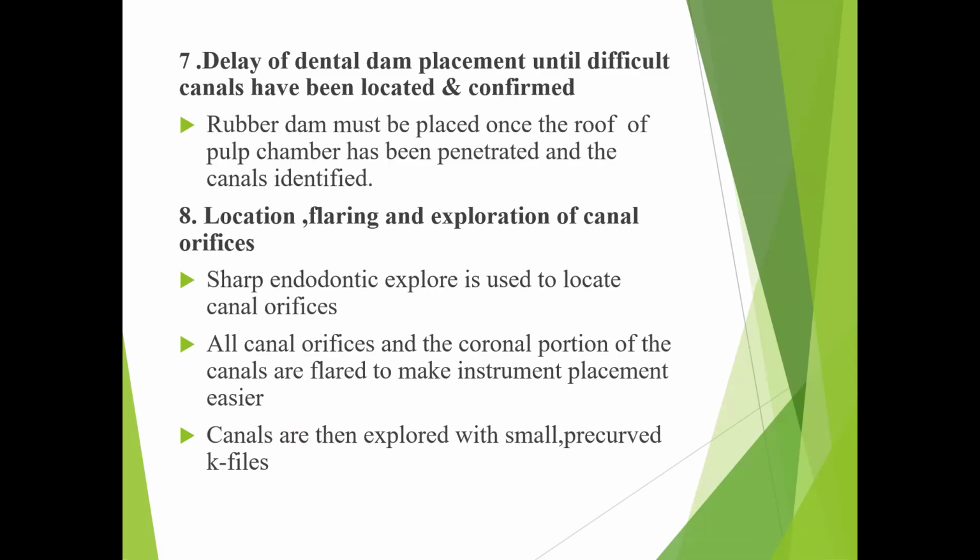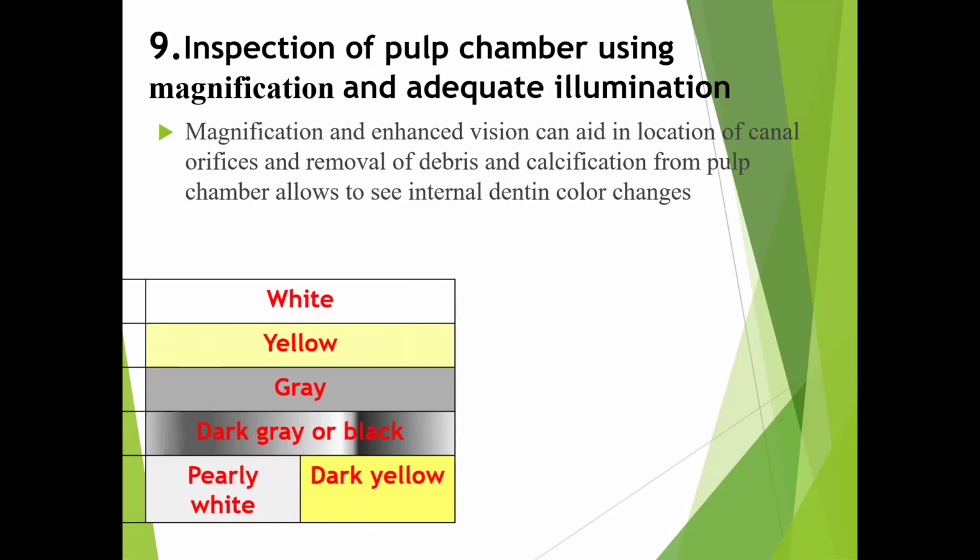Location, flaring and exploration of the canal orifices. A sharp endodontic explorer is used to locate the canal orifice. All canal orifices and the coronal portion of the canals are flared to make instrument placement easier. Canals are then explored up to the apex with small pre-curved K-files.